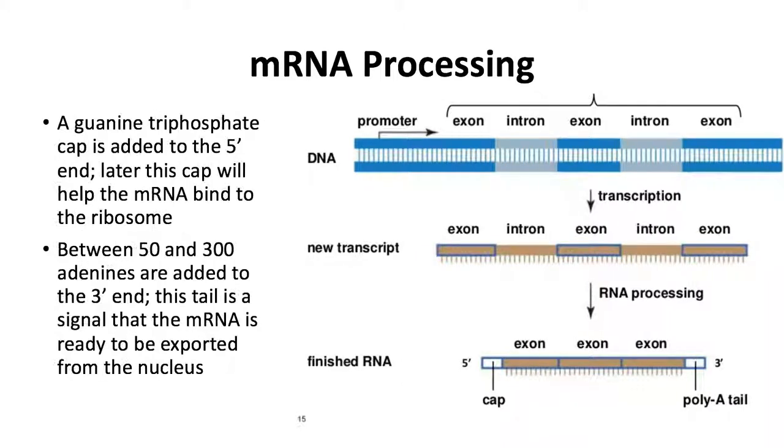The final thing that has to happen is we have to add a cap and a tail to finish your mRNA piece. And the cap is actually something called guanine triphosphate. It's added to the 5' end. And this is going to later help this mRNA bind to the ribosome when we get to translation. And the tail is a poly-A tail. That just means there's 50 to 300 adenines. So 50 to 300 A's added to the end of the mRNA strand. And that sends the message that this mRNA is ready and it's done and it's ready to go and leave the nucleus and find a ribosome. So at this point, your mRNA is complete.